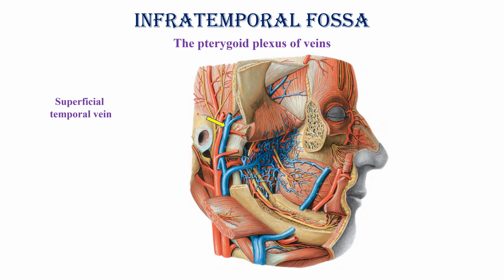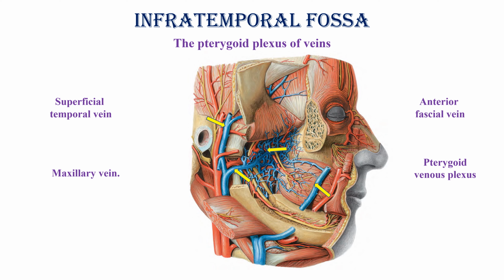What you can see is the superficial temporal vein here, which drains the scalp, is connected to that plexus. The maxillary vein, which comes out from that plexus to unite with this superficial temporal, forming the retromandibular vein. The anterior facial vein, which drains the face, is connected to that plexus and to the cranial cavity. That is the pterygoid plexus of veins which we are talking about.